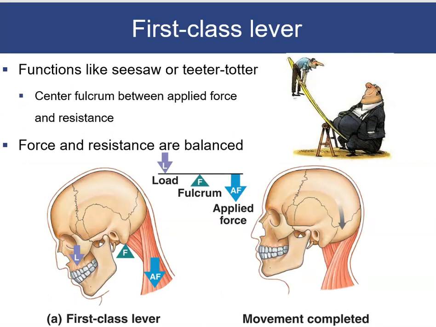The first is a first-class lever. This arrangement functions like a seesaw or a teeter-totter. The fulcrum here is in the center, between the applied force and the resistance. On these diagrams, instead of using an R for resistance, they're using an L for load. Means the same thing. So here's our fulcrum, our fixed point, and the resistance and force are on either side. So the force and resistance are balanced. An example here would be some of the muscles in your neck that allow you to raise your head. So the up and down motion of your head is an example of a first-class lever.